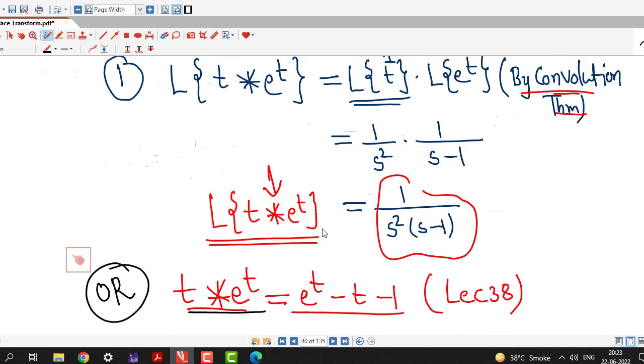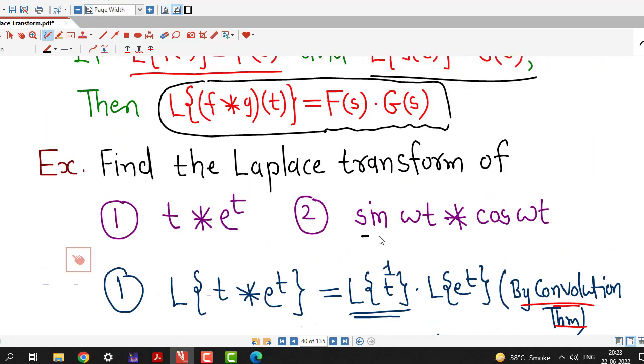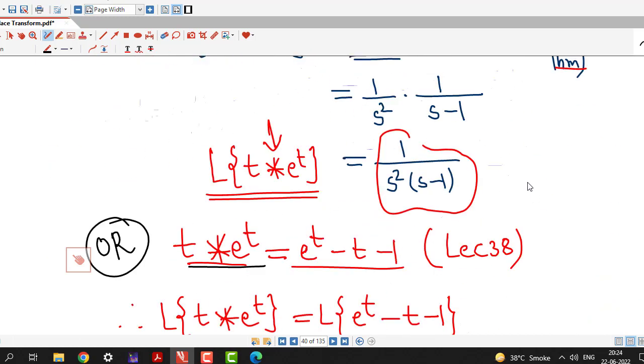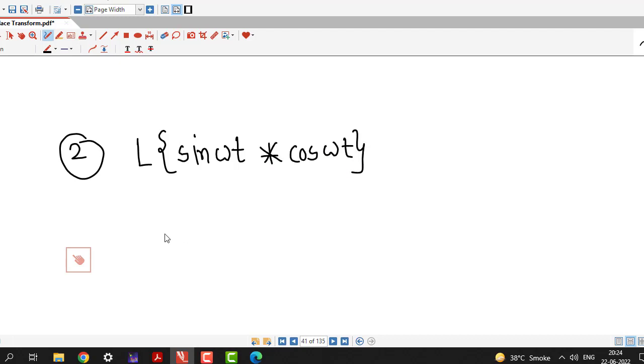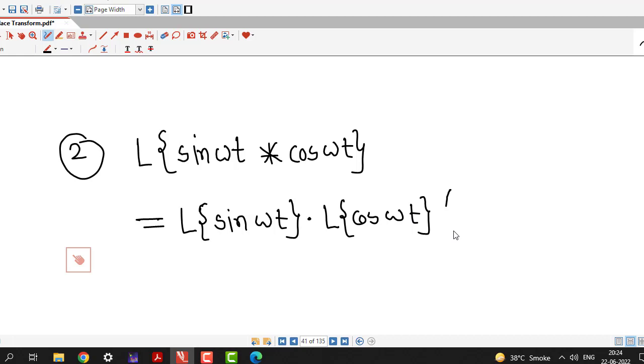Okay, fine. Now we can obtain the Laplace transform of the convolution of sin omega t and cos omega t using Laplace transform. So the second question is the Laplace transform of the convolution of sin omega t and cos omega t, where omega is constant. So again, by convolution theorem, this is equal to the Laplace transform of sin omega t multiplied with the Laplace transform of cos omega t, and in the bracket we must specify that we are using convolution theorem.